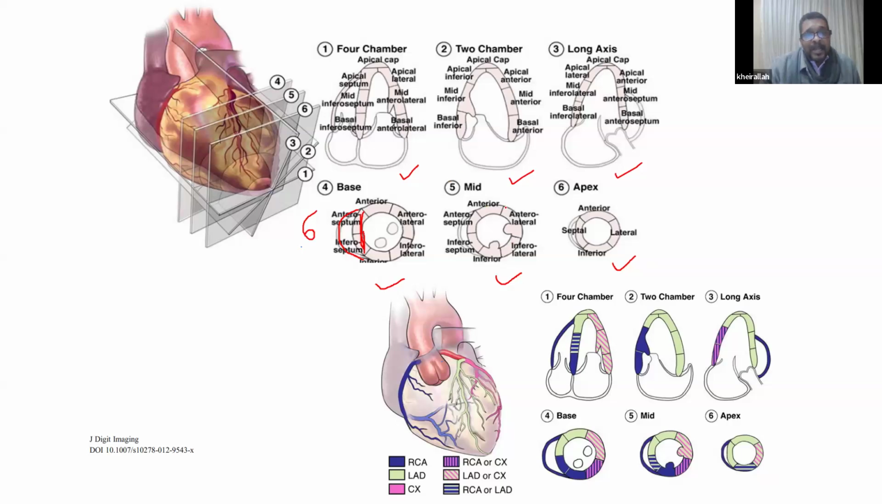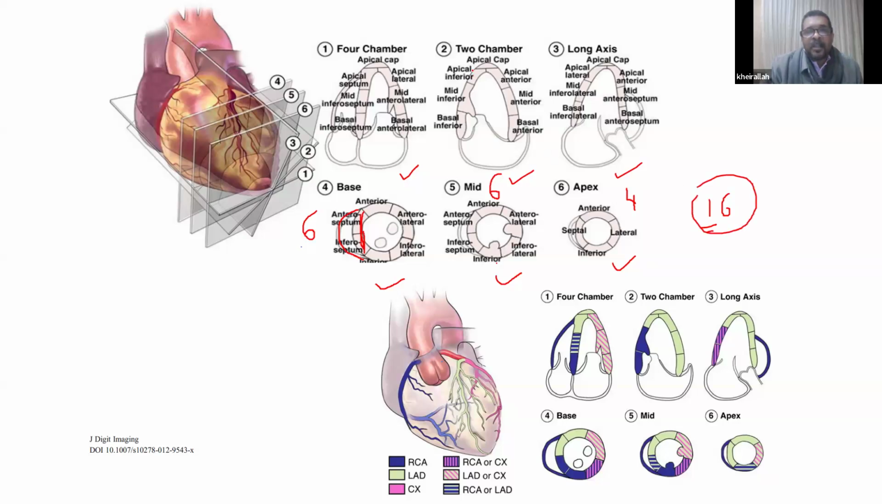Again, I have anterior, anterolateral, inferolateral, inferior, and the septum is inferior septum and anterior septum. So how many segments do I have here? 6 segments. Now we come at the apex. Now in the apex, the septum is only one, the lateral wall, inferior wall, and anterior wall. So how many do I have? 4. So the total is 6 plus 6 plus 4 is 16. So we said we have a 17 segmentation model. Where is the 17th segment?